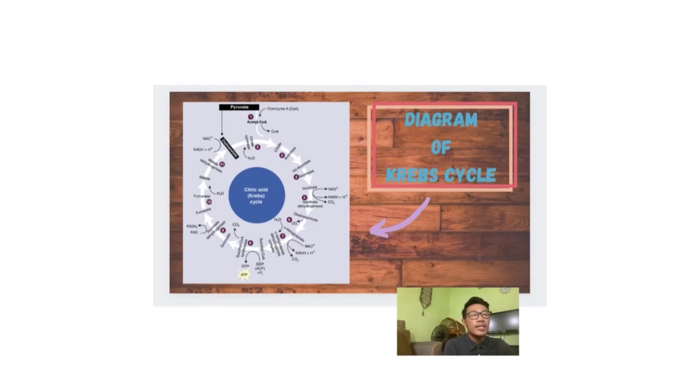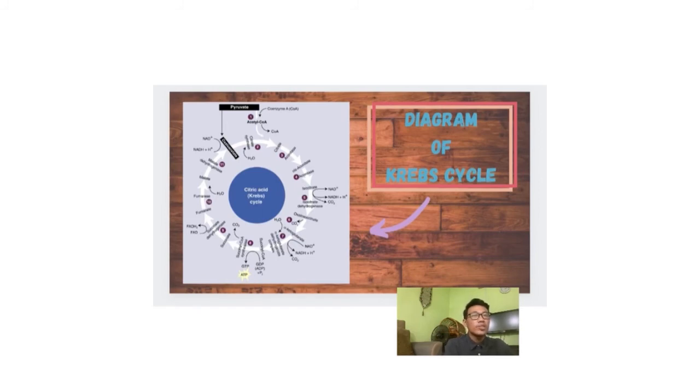Thus, it takes 2 turns of the cycle to complete the oxidation of glucose. 6 NADH and 2 FADH2 per glucose carry high-energy electrons to the electron transport chain, where ATP is produced by chemiosmosis. And lastly, most of the ATP output of respiration results from this oxidative phosphorylation.